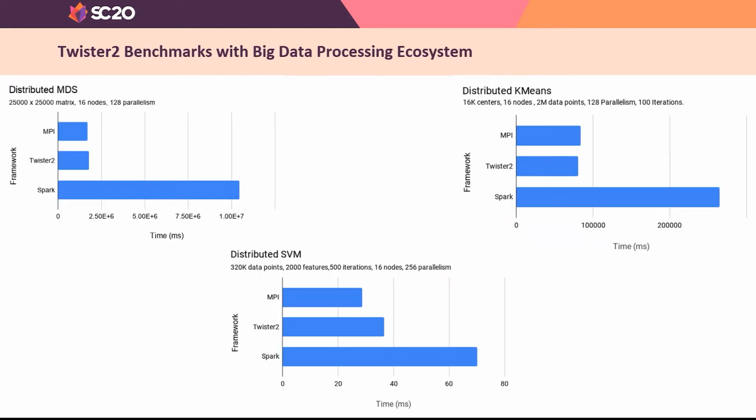Here are some of the benchmarks we did on a couple of machine learning and data analytics algorithms. As you can see from the results, Twister2 performs relatively better than Apache Spark while performing close to MPI.